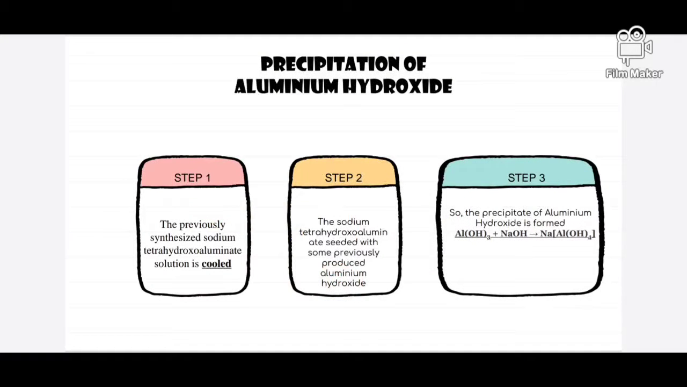Alright, the next step is precipitation of aluminium hydroxide. The previously synthesized sodium tetrahydroxoaluminate solution is cooled. The sodium tetrahydroxoaluminate is seeded with some previously produced aluminium hydroxide. So, the precipitate of aluminium hydroxide is formed.